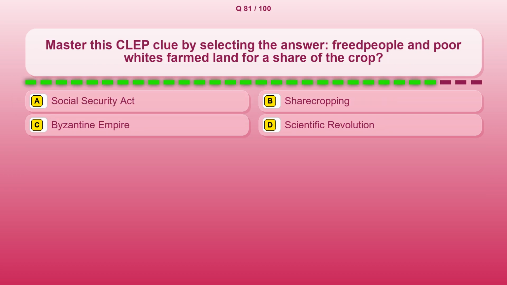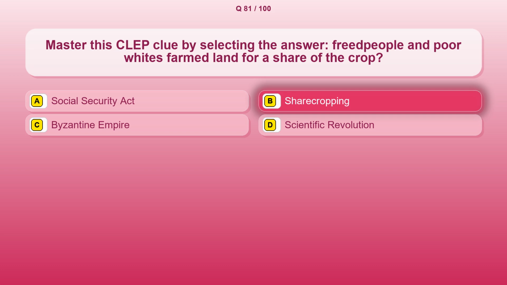Question 81. Master this CLEP clue by selecting the answer. Freed people and poor whites farmed land for a share of the crop. Option A, Social Security Act. Option B, Sharecropping. Option C, Byzantine Empire. Option D, Scientific Revolution.